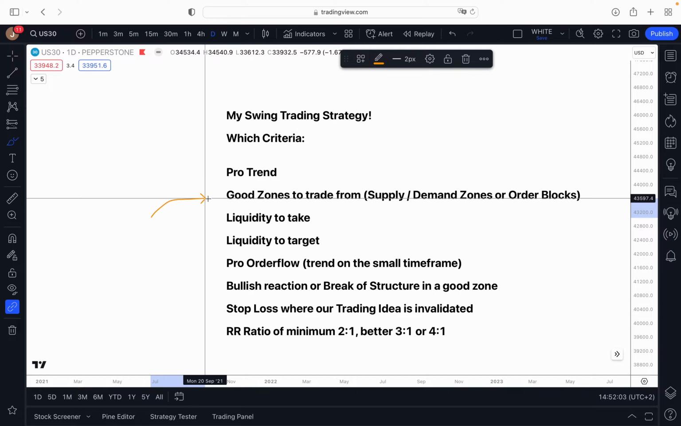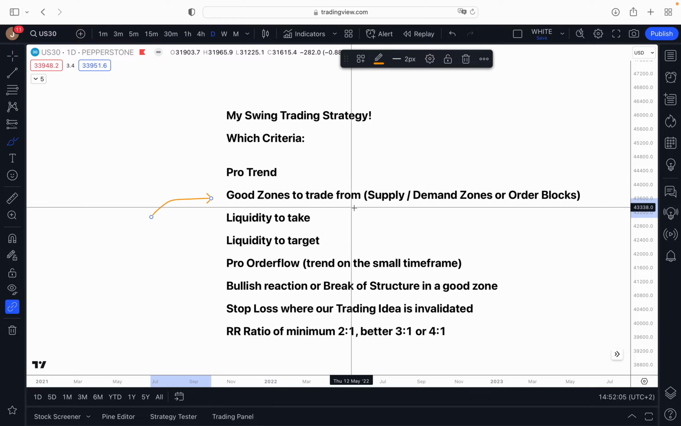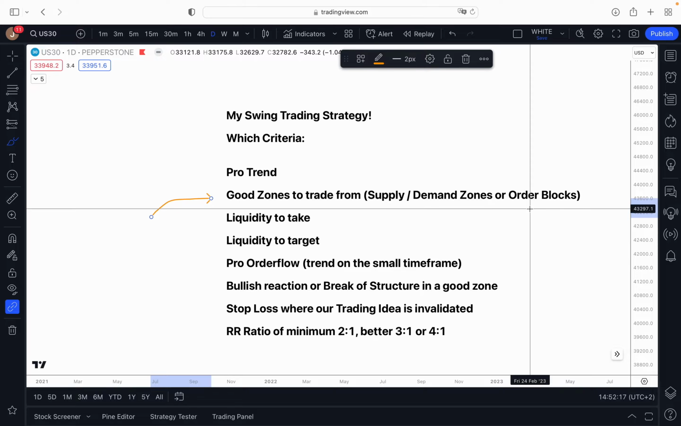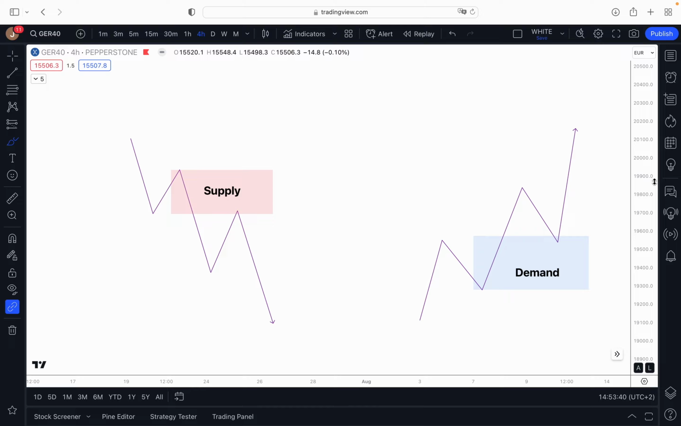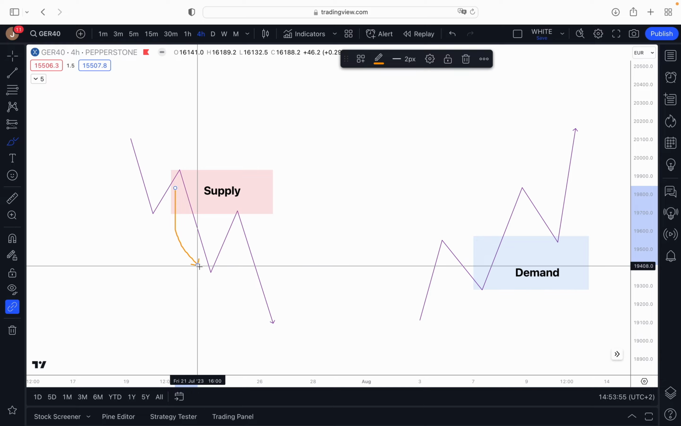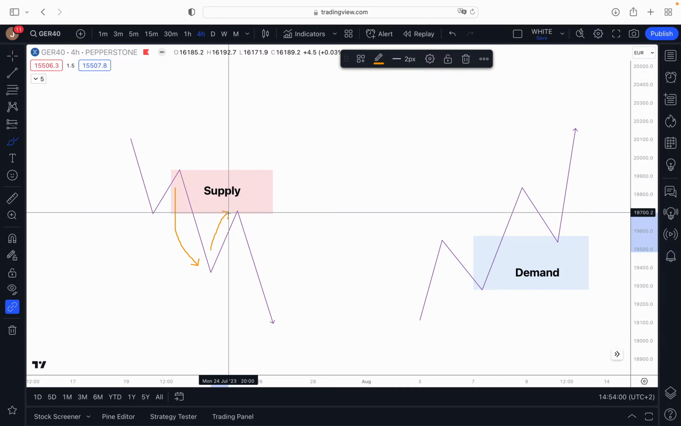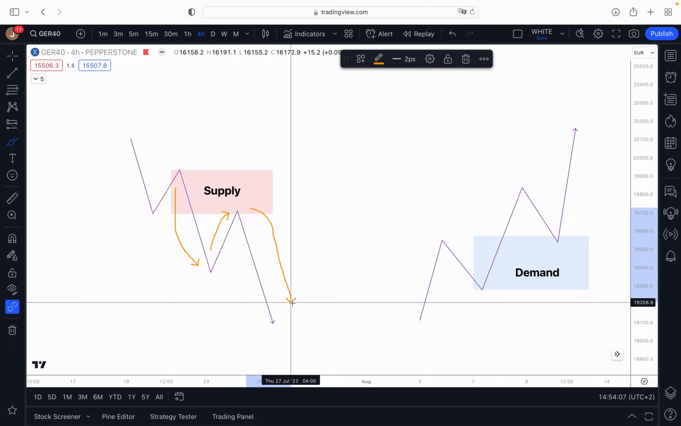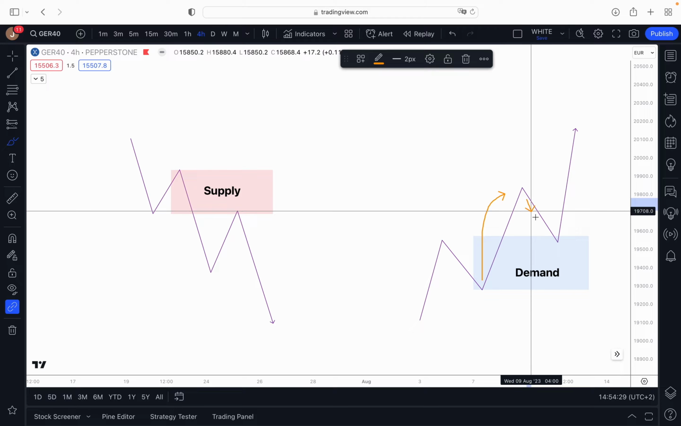The next important criteria is that we have good zones to trade from. In the best case, we have supply and demand zones or order blocks. Here you can see some supply and demand zones. A supply zone is a zone where a bearish move started, and if the price comes back to the supply zone, the chance is high that we can trade from this zone to the downside to continue the trend. The same works for this demand zone right here.